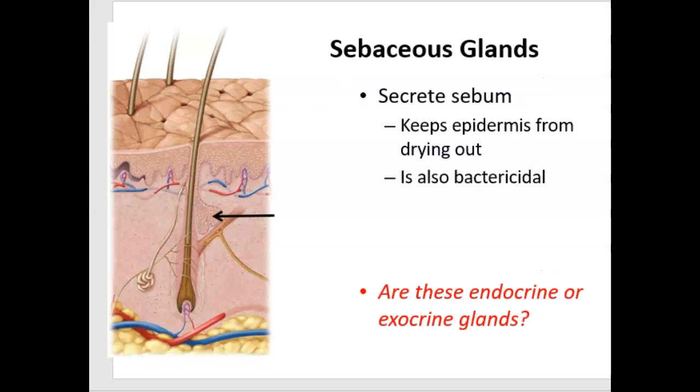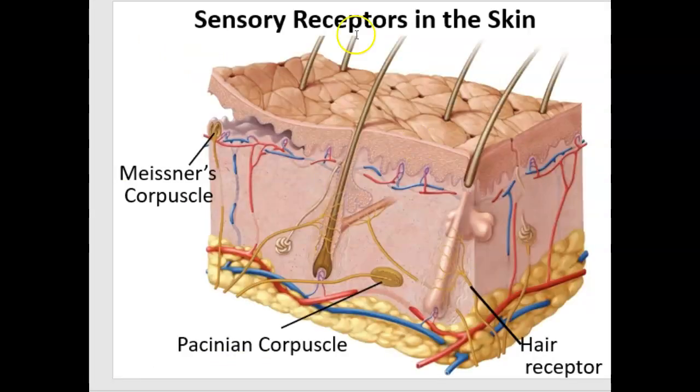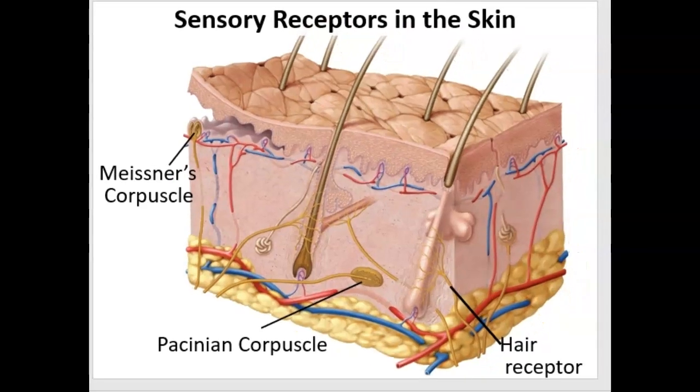Okay. The last thing to talk about are other sensory receptors in the skin, and they can be classified in different ways. So aside from the tactile cell, which is in the epidermis, all the other sensory receptors are located in the dermis, and we call them corpuscles or a hair receptor.